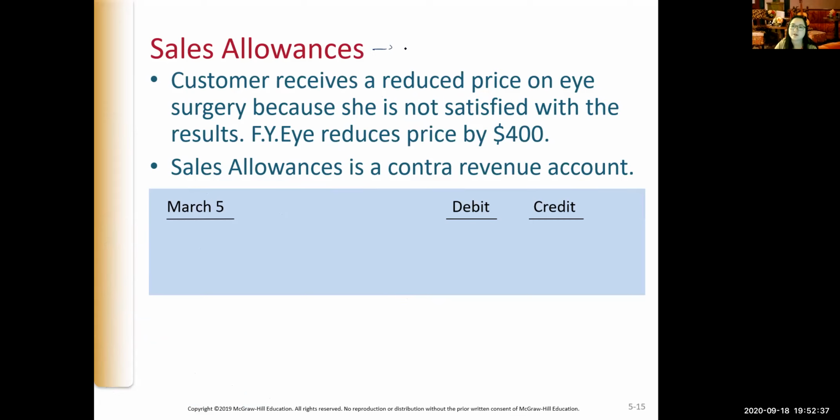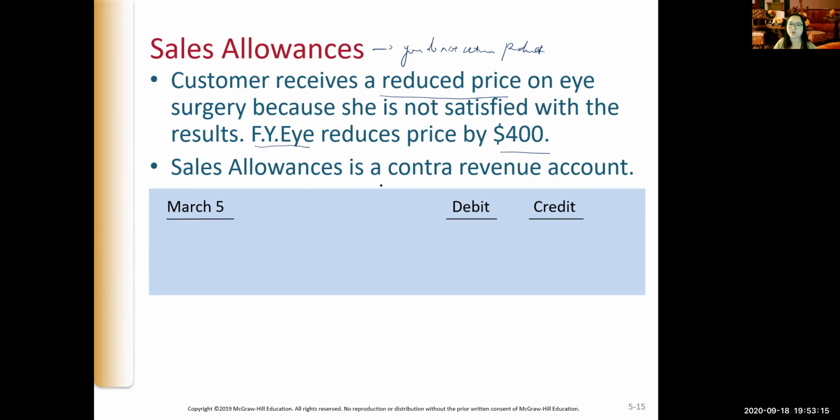Okay, same thing with sales allowances. The only difference is that you do not need to return products. Usually it's the consumption of a certain kind of service that you cannot return. So a customer receives a reduced price on eye surgery because she is not satisfied with the result. Oh my God, that's scary, right? So if she got the surgery and she didn't like it, the doctor says, well, I'll give you a reduced price. So this eye doctor reduced the price by $400.